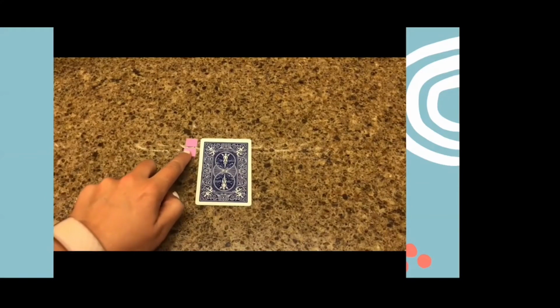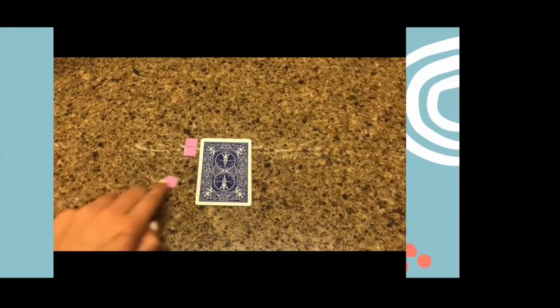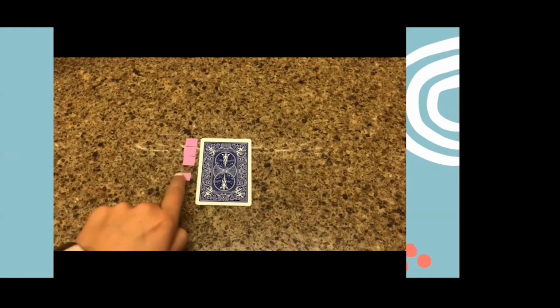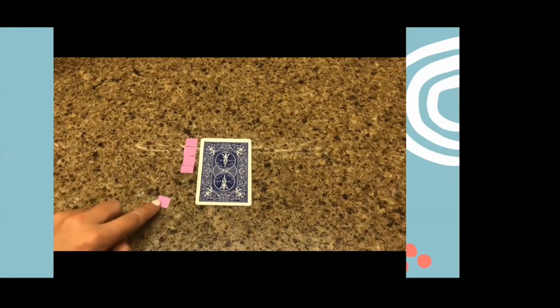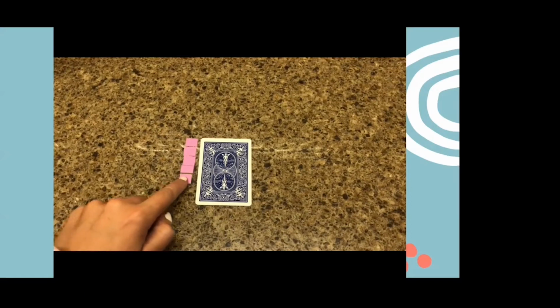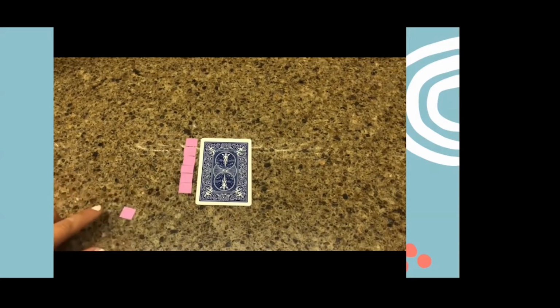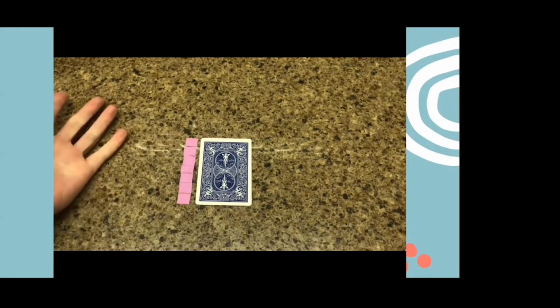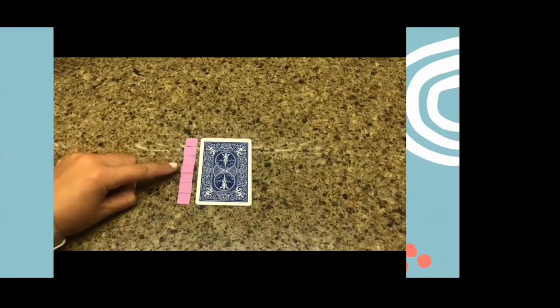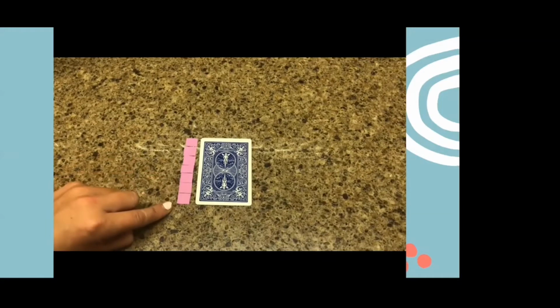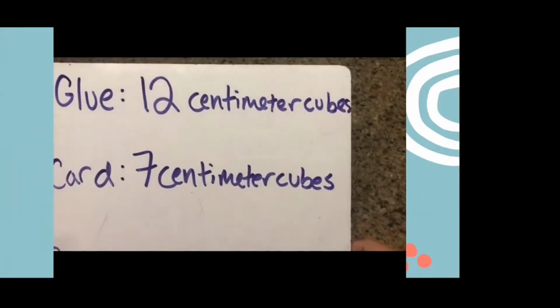We got 1, 2, 3, get a little closer, 4, 5, 6, and 7. All right, see how it matches up right at the endpoints perfectly? 1, 2, 3, 4, 5, 6, 7. So this card is 7 centimeter cubes long. All right, nice job, guys.